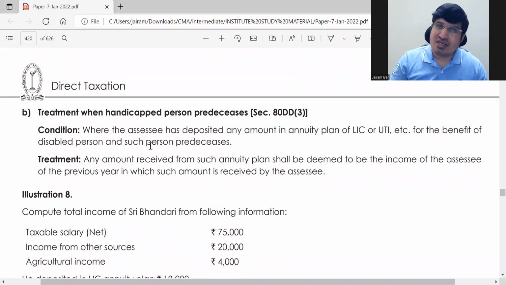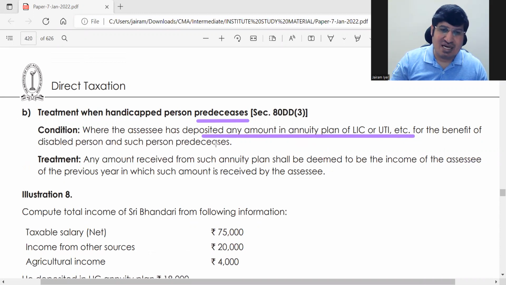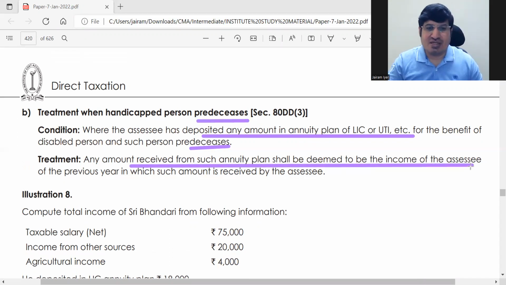Sir, here is one last point, just one last point for us. What if the handicapped person for whom you are incurring this expenditure and taking the deduction dies before you? That's called pre-deceases. There are two things: either you have incurred expenditure or you have deposited an amount in LIC, UTI, etc. If the person dies, then you will get back some amount. The amount received shall be deemed to be income of the assessee when it is received. But what you have expended is expended, that is gone. If you have paid into LIC or something and he has died and you are getting some money back, that will be treated as your income of the year when you receive it.